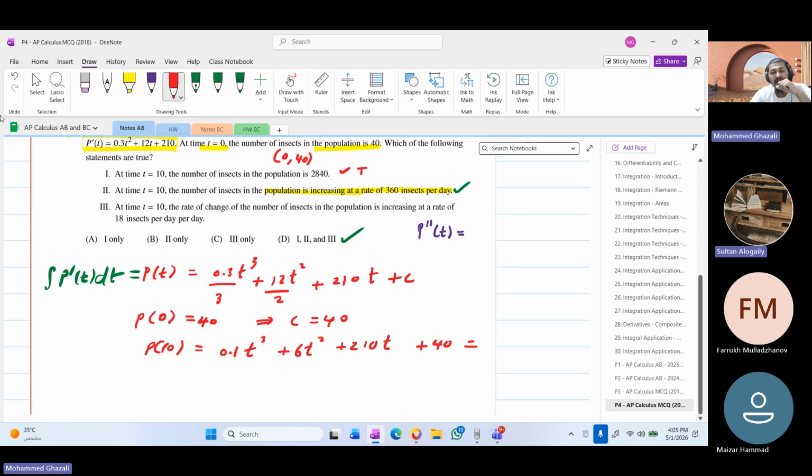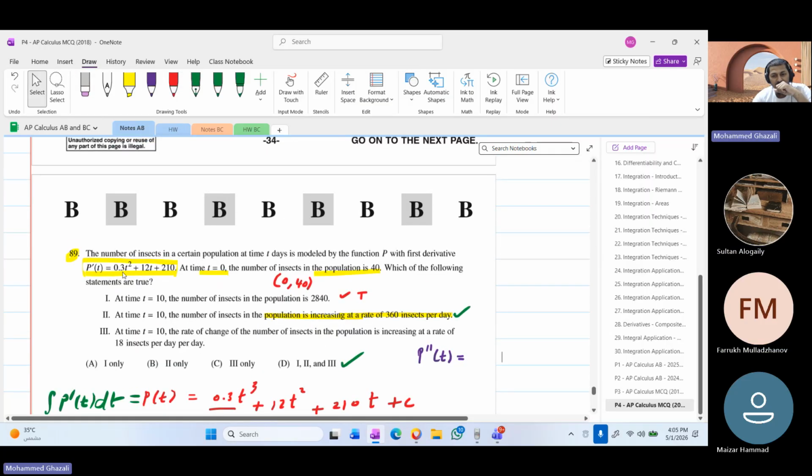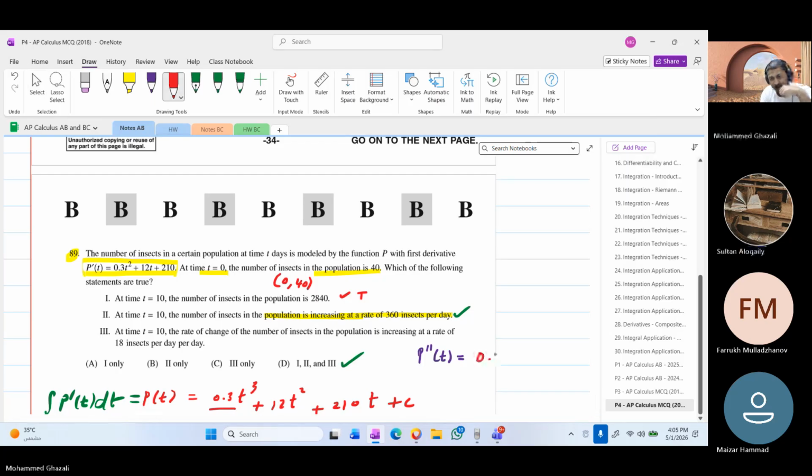Oh, yeah, the double derivative is 0.6t plus 12. Yeah, you're right. I'm differentiating the wrong function. It's 0.6t plus 12. So 6 plus 12 is 18. Yes, you're right. Did you know it was the double derivative here? Okay, all right, let's do it.